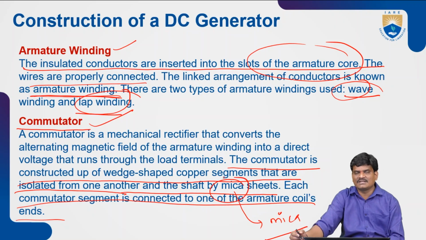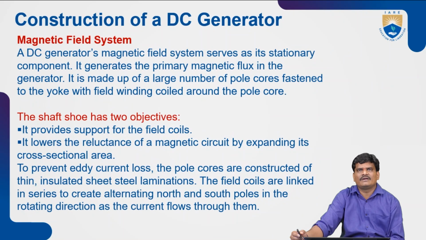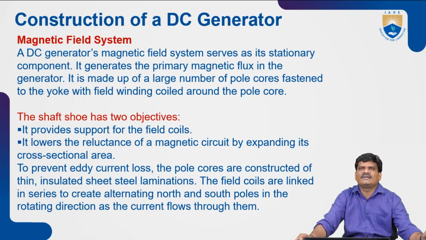Coming to the next important component of this DC generator, the magnetic field system. The magnetic field system serves as the DC generator's stationary component. It generates the primary magnetic flux in the generator. It is made up of a large number of pole cores fastened to the yoke with field winding coiled around the pole shoe. So what is the main use of having a magnetic field system? In order to produce some amount of EMF in it.